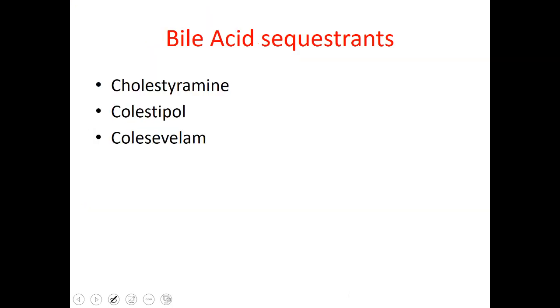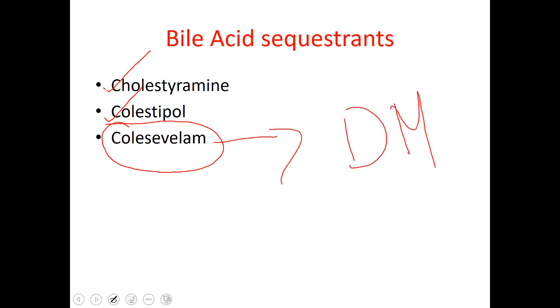These are the three available bile acid sequestrants in use: cholestyramine, colestipol, and colesevelam. Cholestyramine and colestipol are traditional, very old drugs. Colesevelam is a recent addition in this drug class, which in fact is also indicated for treating diabetes mellitus. It has an approved indication.